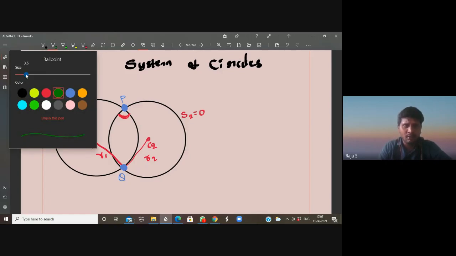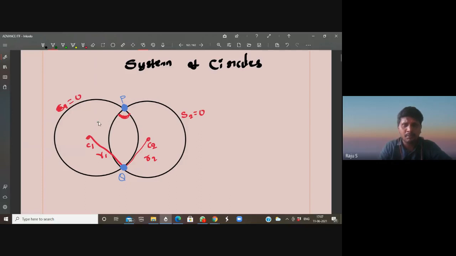Now if I draw the tangent at the point P, this is the tangent to the circle S2, which I am taking as T2. This is the tangent to S1, which I am taking as T1. T1 is the tangent at the point P to S1 equal to 0, and the tangent to the circle S2 equal to 0 at the point P is T2. This is T1 equal to 0, and this is T2 equal to 0.